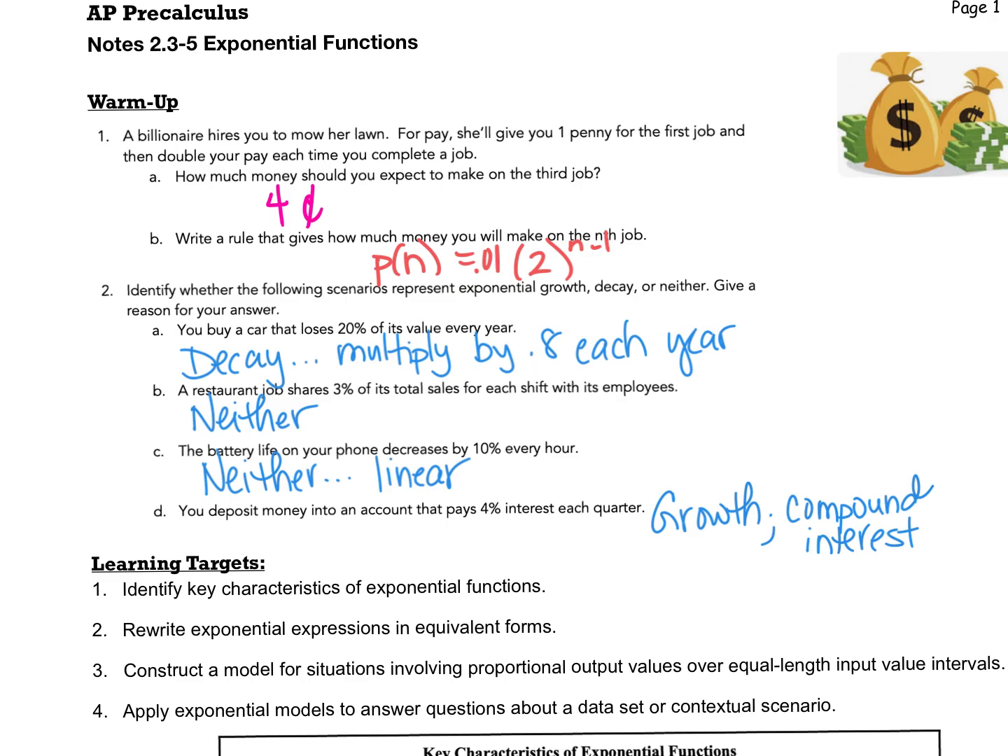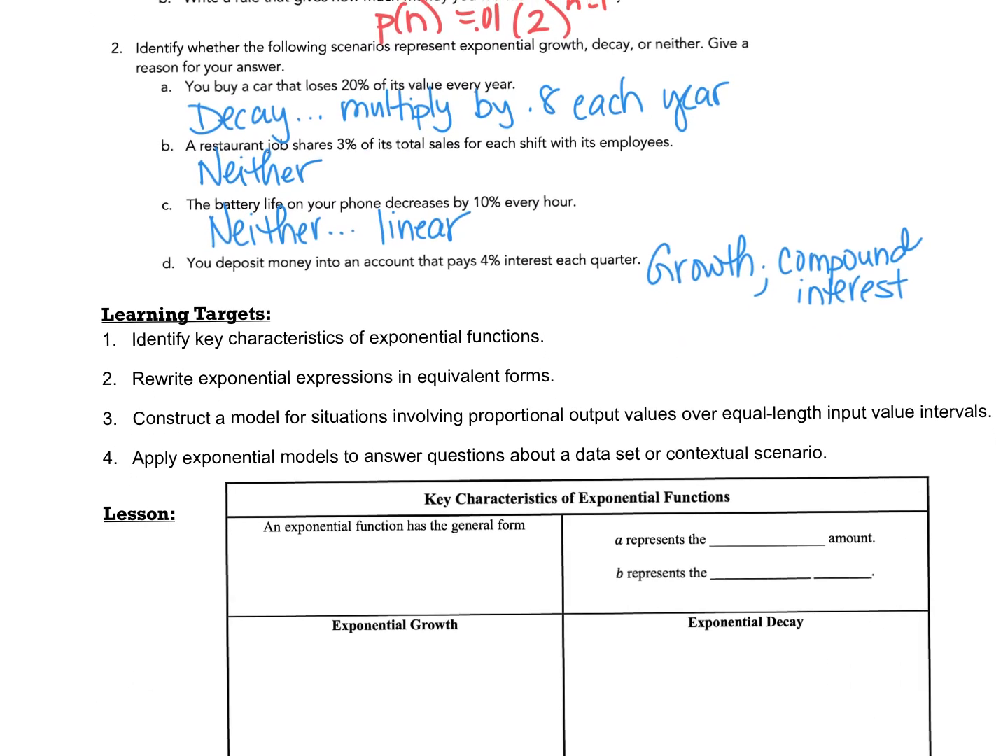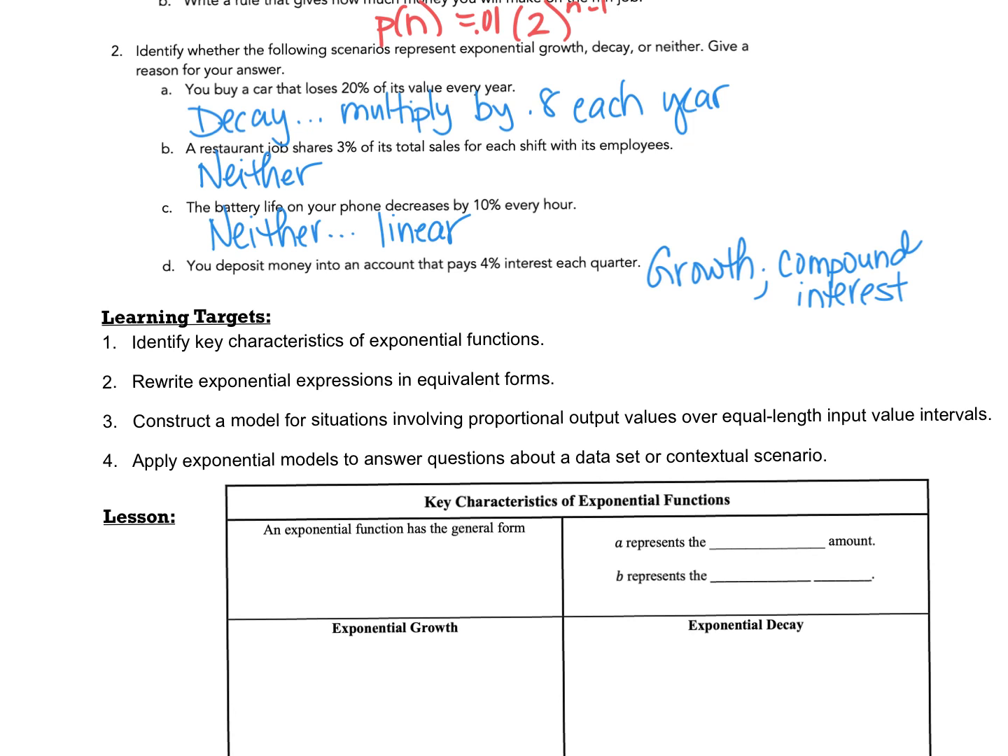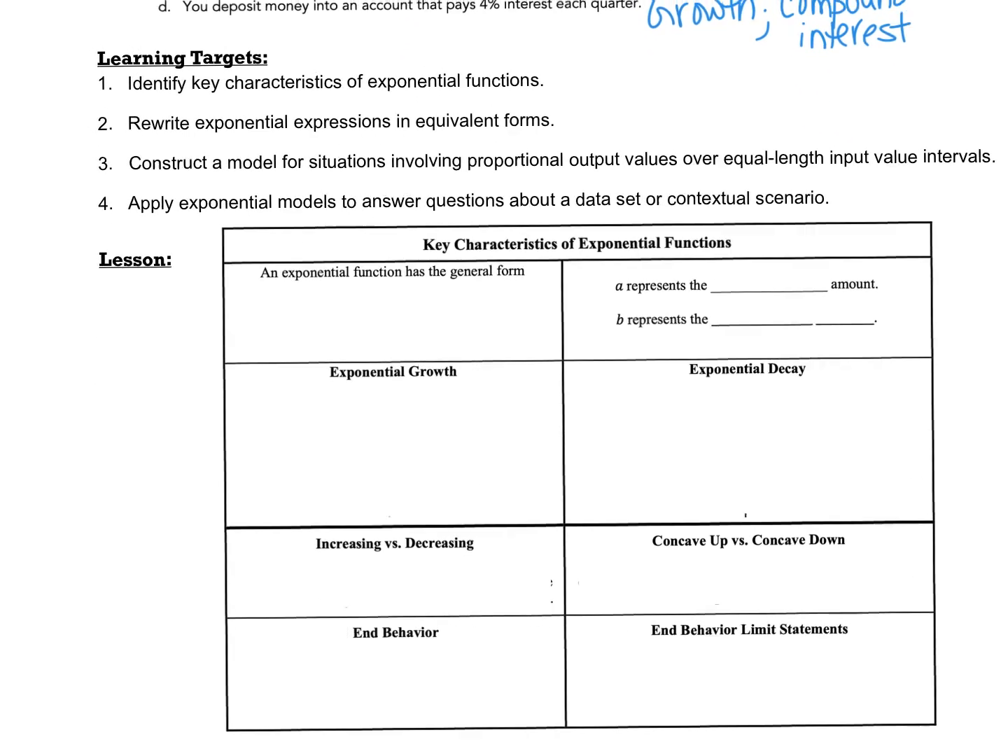All right. So if you notice, we've got 4 learning targets today. They'll hopefully go pretty quickly and look familiar to you as we get through there. There's probably one thing I'm going to show you that looks a little different from anything you've seen, but that's it. And we'll do several calculator problems on that last page. Okay, so we're going to talk about key characteristics of exponential functions, rewriting them in equivalent forms. AP is really big on that, seeing things different ways that are equivalent. Construct a model for situations, so that's going to be your application problems, and then applying exponential models to answer questions. Again, application-based problems.